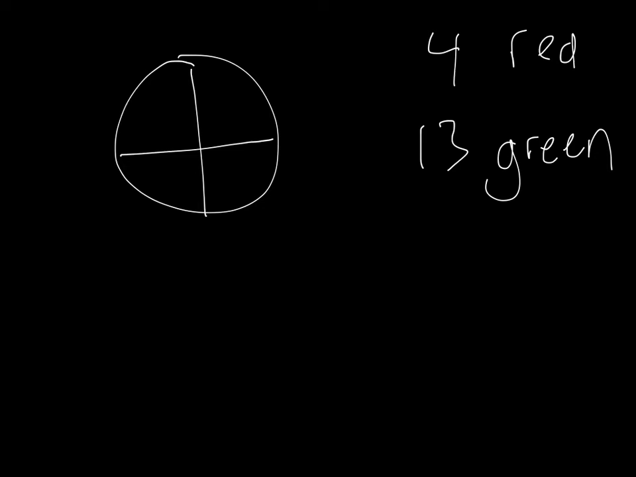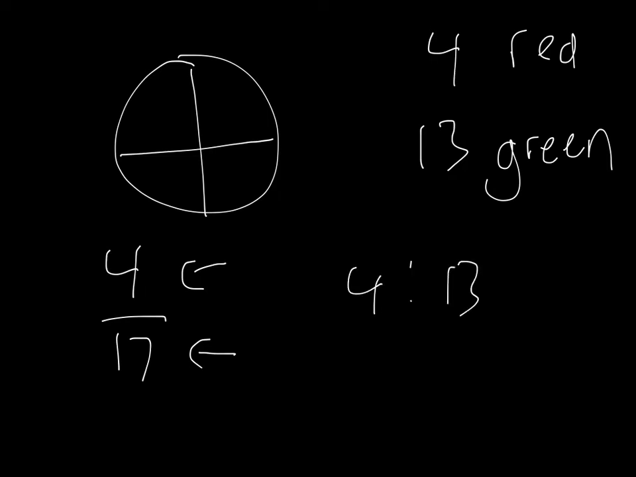Remember, our probability is 4 out of 17. That's favorable over total. But in terms of what we'd actually have to put in the bag in order to pull out 4 out of 17, now we're looking at odds, which is 4 to 13. So the answer to the question is, you would put 4 red and 13 green in a bag, and you would pull them out, and that would be how you simulate.